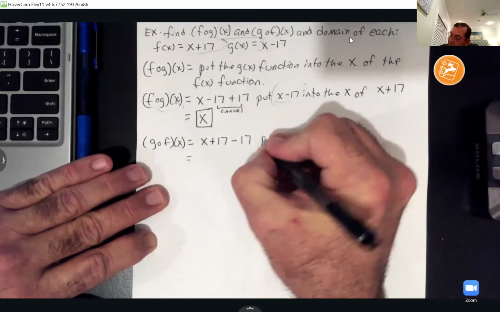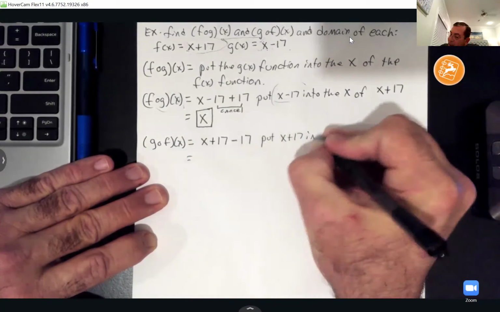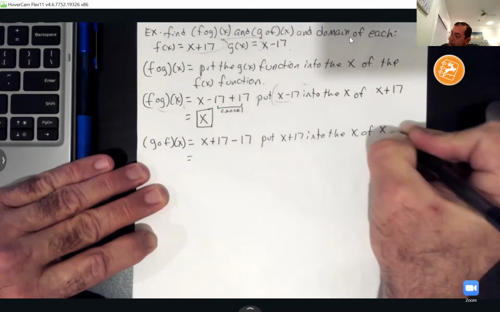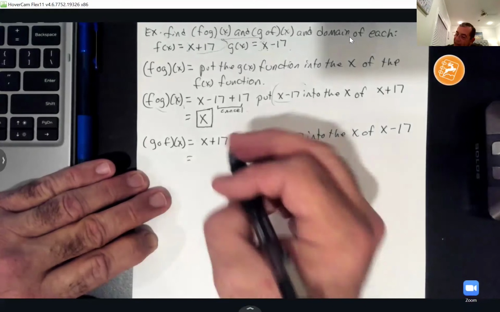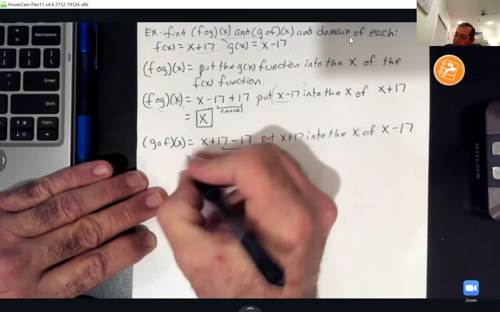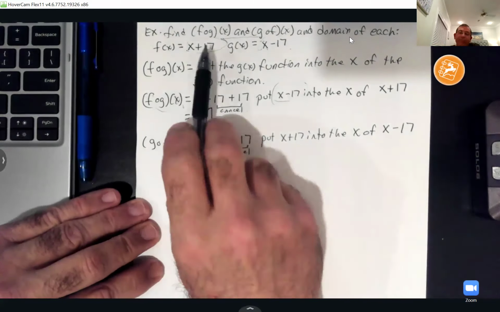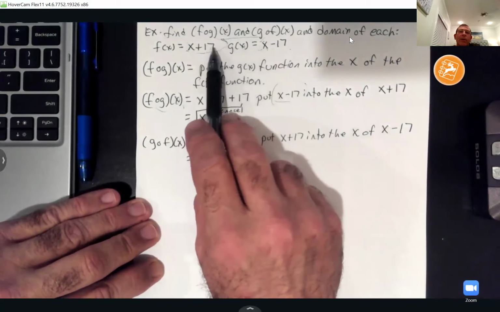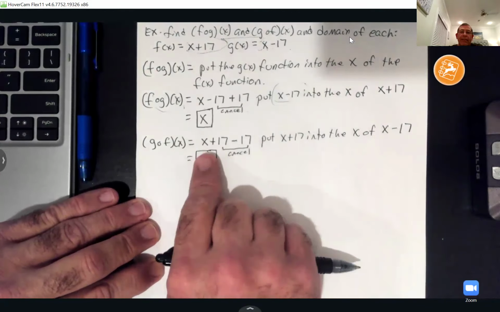So for this one, I put x plus 17 into the x of x minus 17. And look at that. Once again, those are going to cancel, and I end up with just an x. So y'all's first one, like y'all's number 4, it'll be really like this one. They'll give you x plus a number, x minus that number. They're going to work out like this, okay?